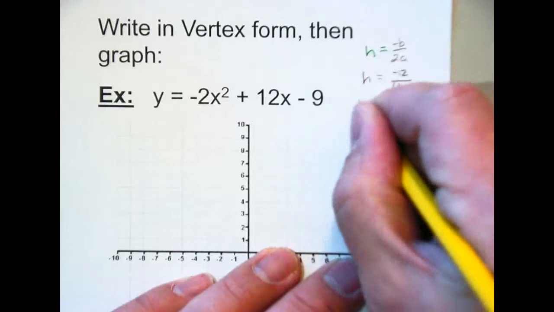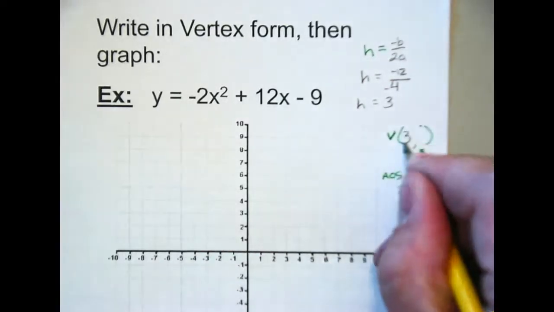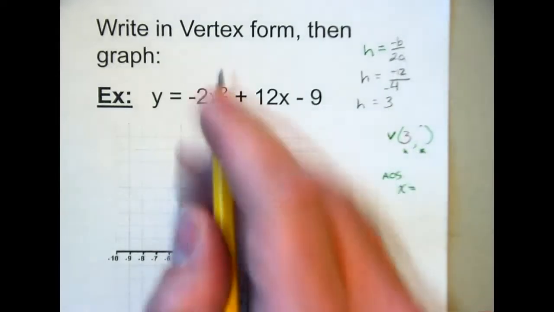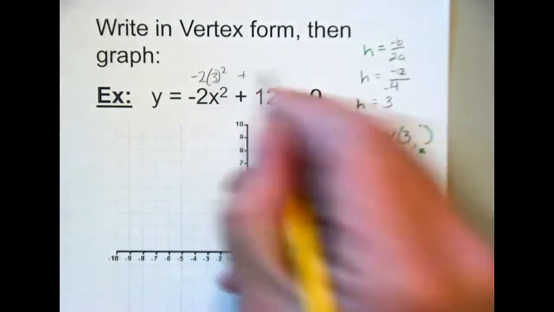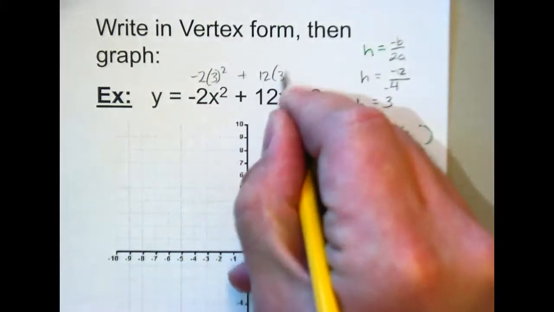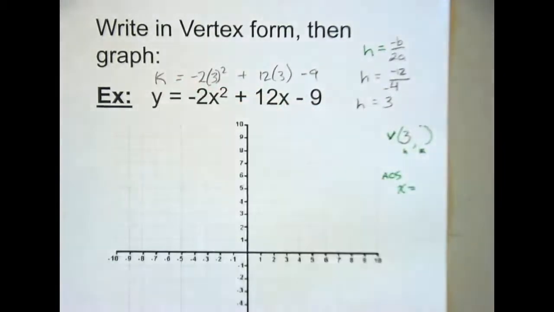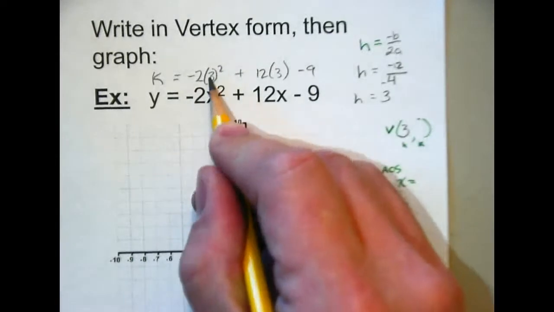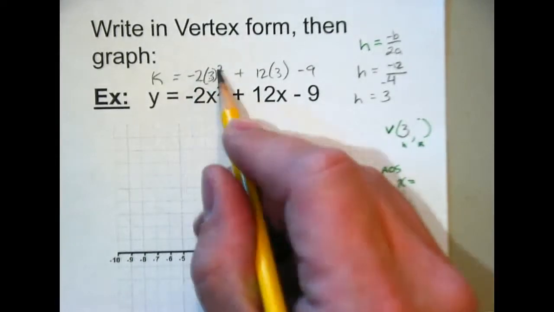Okay, did everyone get h equals 3? Yeah. Now, once we find that 3, how do we find k? We have to plug that 3 in for x here. So now we have negative 2 times 3 squared plus 12 times 3 minus 9. That's equal to our k value, that's our special y value. Okay? That's 9. Make sure you square the 3 first and then multiply by negative 2, not the other way.